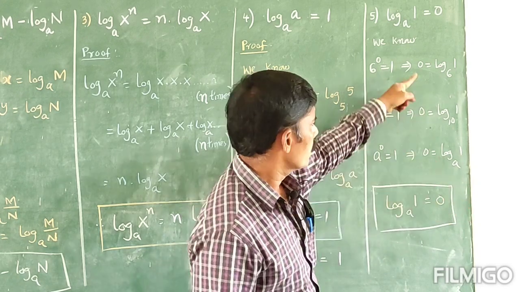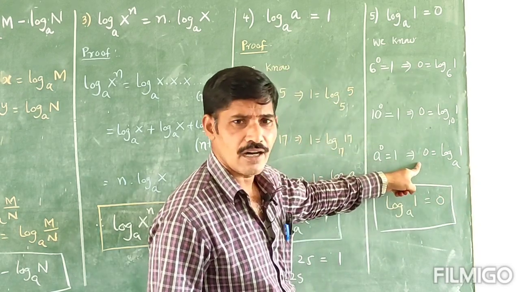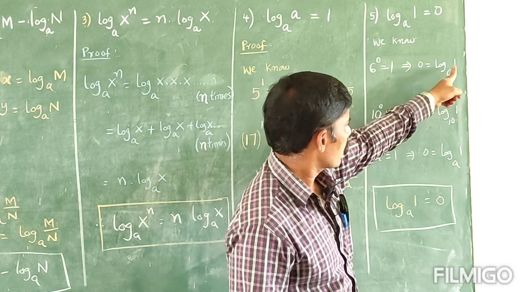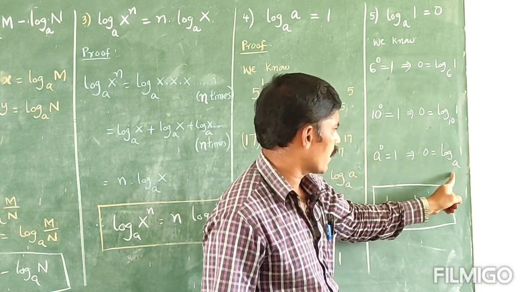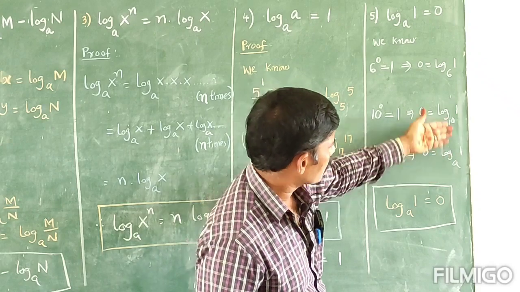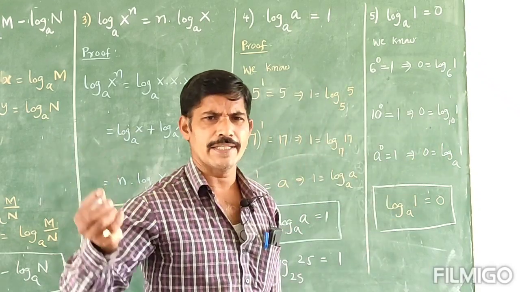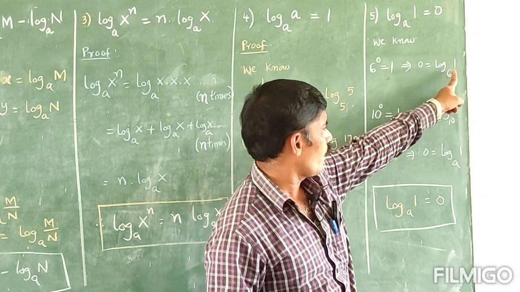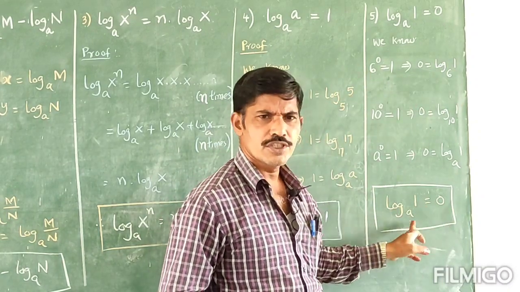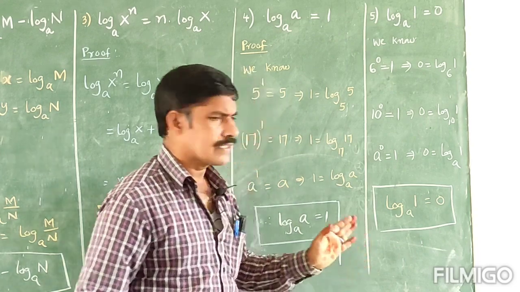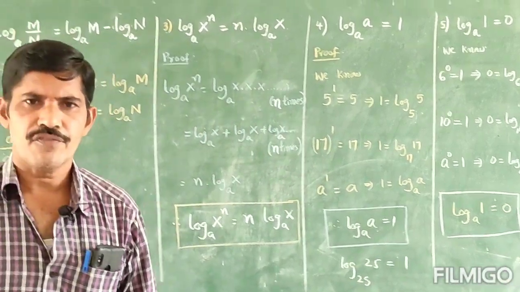What did you observe? In these three relations, the answer is 0. Here, log 1 to the base 6, log 1 to the base 10, logarithm of 1 to the base a. Whatever the base is, the logarithm of 1 is always 0. Logarithm of 1 to the base a is equal to 0. So, these are the 5 laws of logarithms.